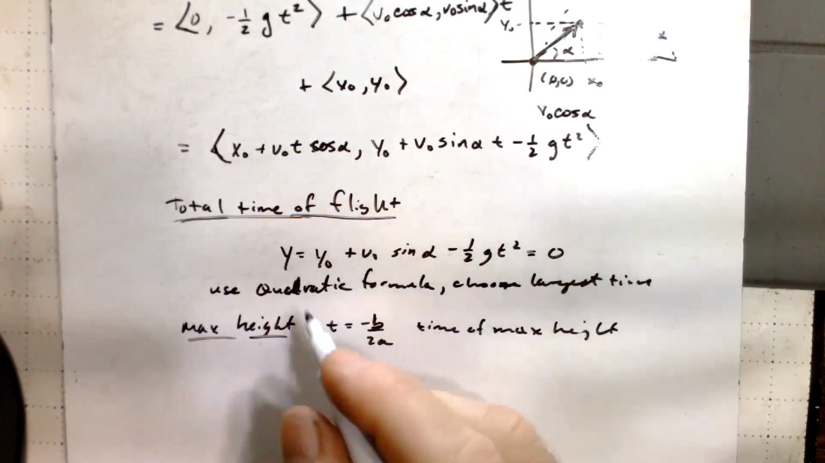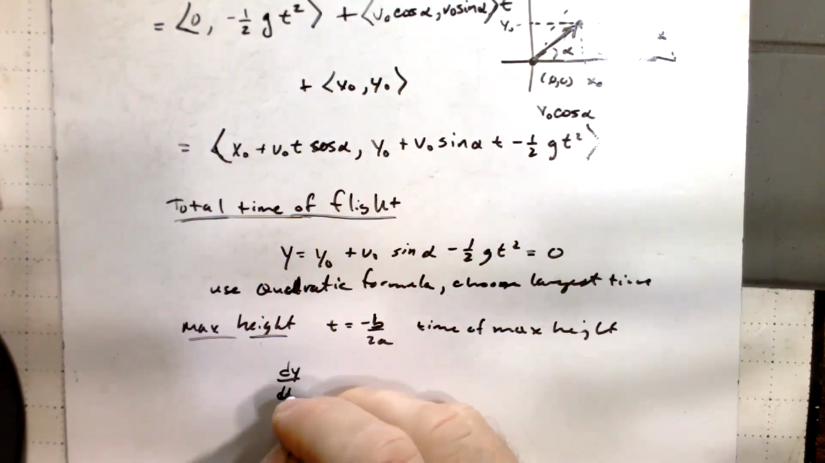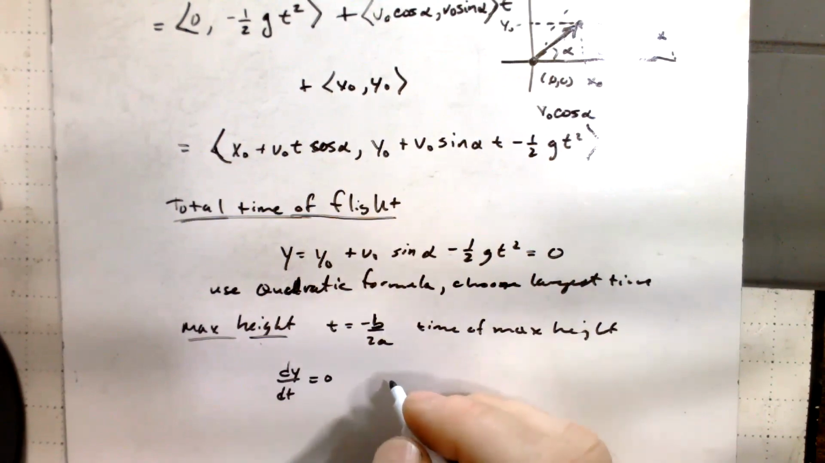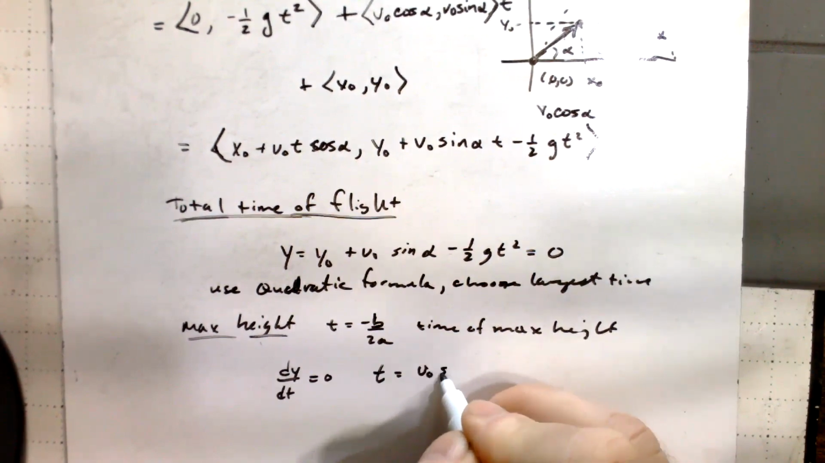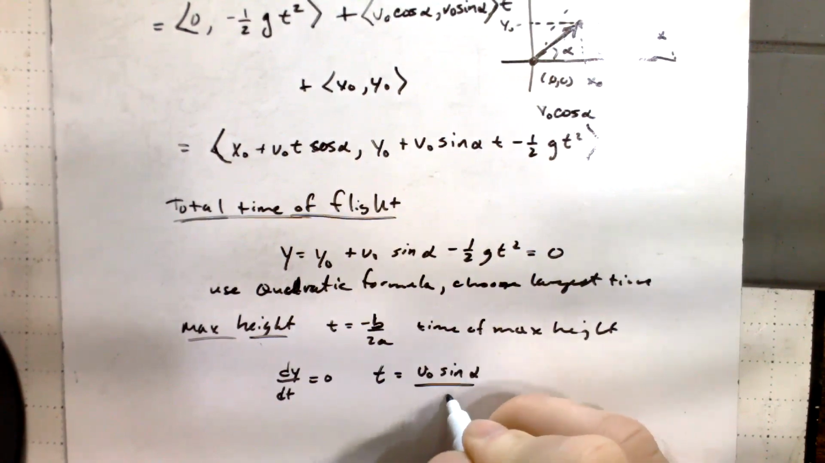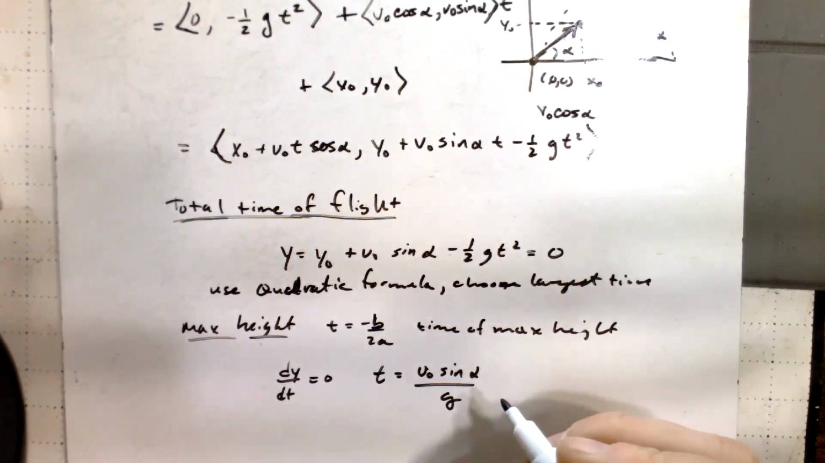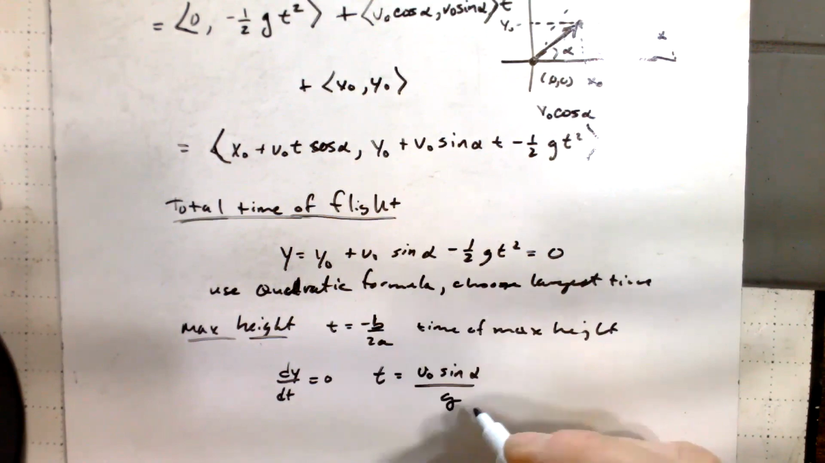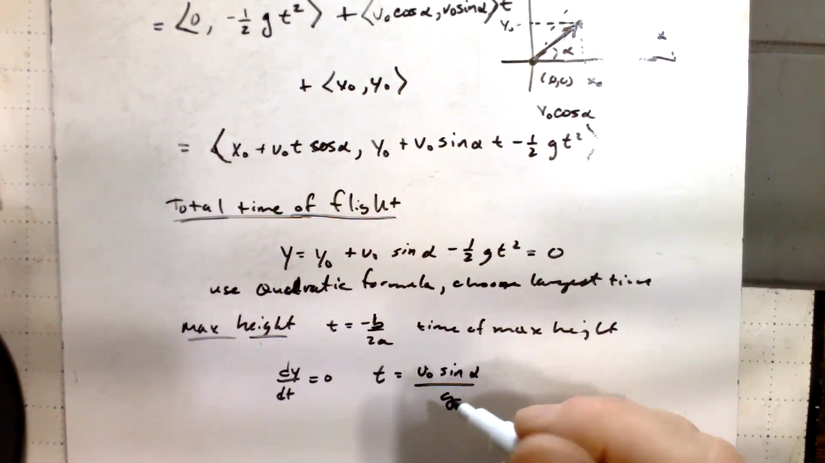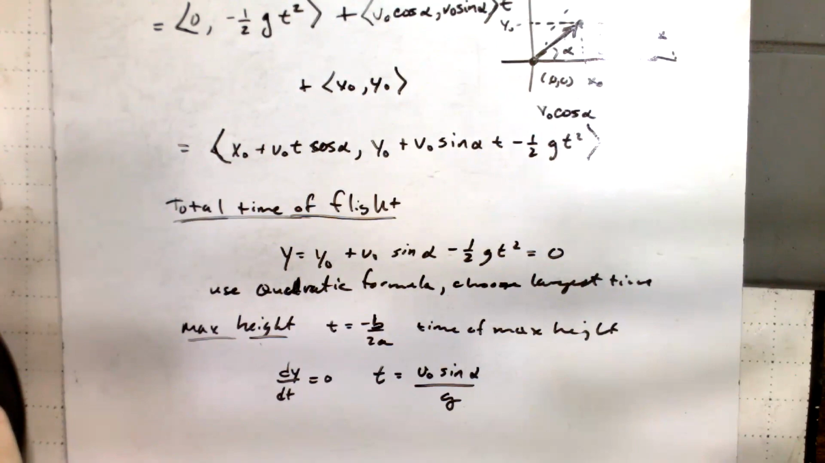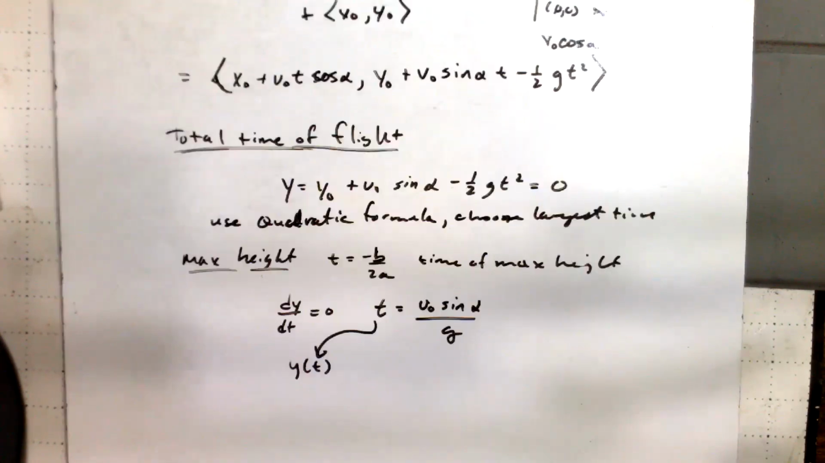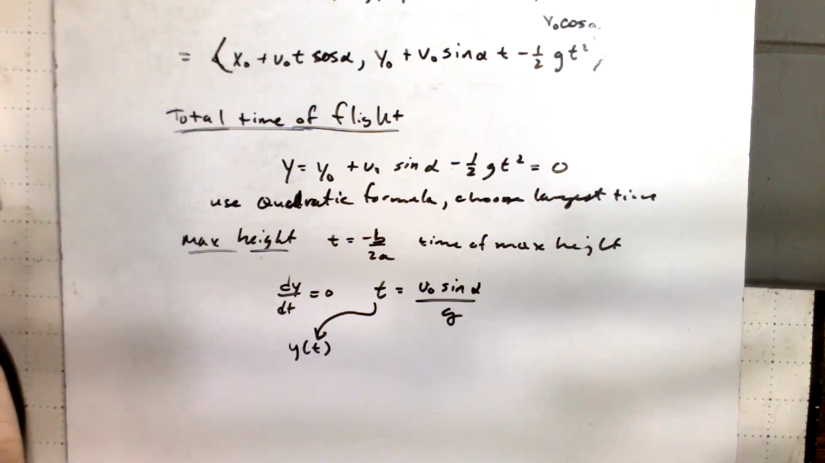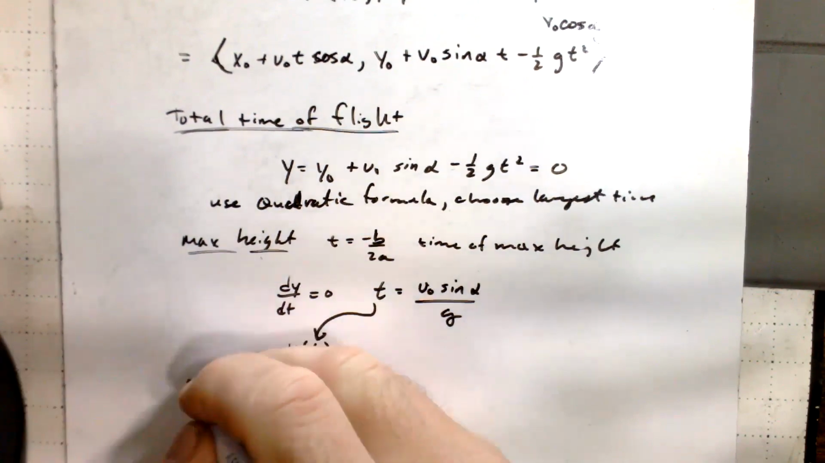Or you can take the derivative dy/dt and set that equal to 0 to find the exact value. And if you did that, you would get t is equal to v naught sine alpha over g. Which is probably no surprise, as that is the t component of the vertex. Okay, and then if you wanted to find the max height, just take this value and plug it back into y of t. So take this t into there and plug it in. And then the last one is the range.